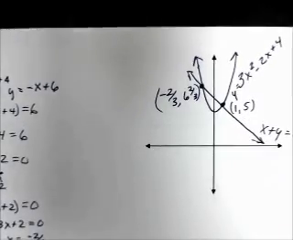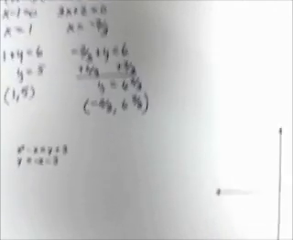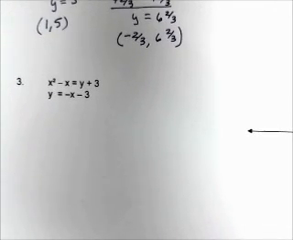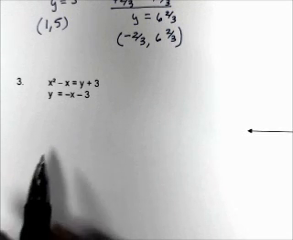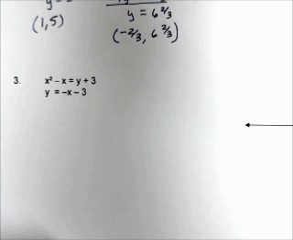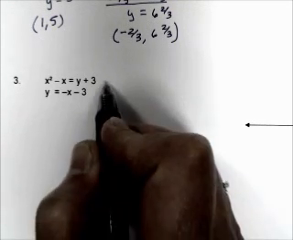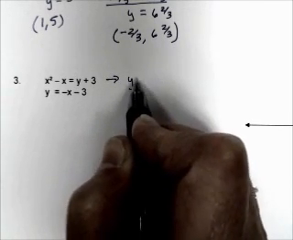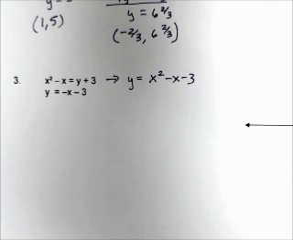Next, question number 3. Our quadratic, x squared minus x equals y plus 3. Let's get one of these by itself, because once we key it into the calculator, we'll need y by itself anyway. So subtract 3 from both sides, and we'll have y equals x squared minus x minus 3. And for our linear, we already have y by itself.